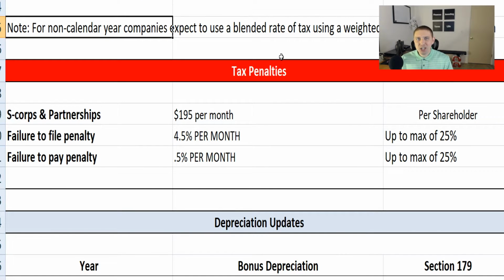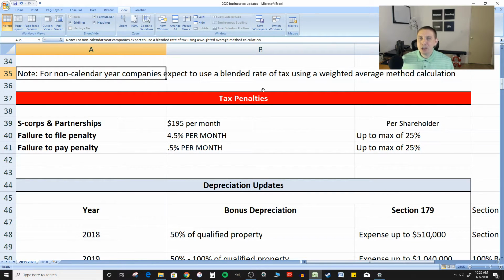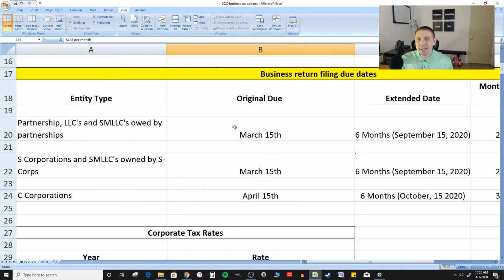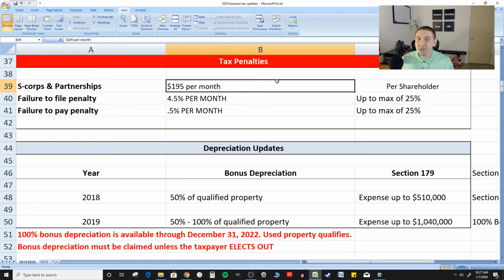One new element I've added to the spreadsheet this year, and this is not part of the new tax law, this is part of the old existing tax law, is tax penalties. If you have an S Corp or partnership, just know that if you do not file by the due date, or by the extended due date, then you're going to face a $195 penalty per month, either per partner or per member, depending upon how many people are involved in that organization. Those are some really steep penalties, so just be aware of that and make sure you're getting your books cleaned up and getting your tax returns filed timely if you have one of these entities.